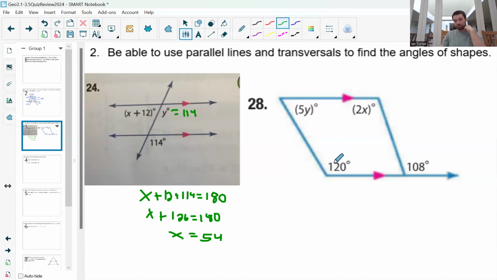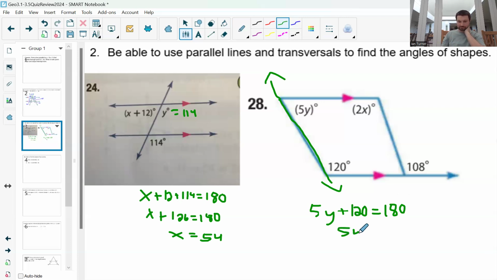What we can do is look at these, which are parallel. Here's our transversal coming through if you extend the lines. 5y and 120 are same side interior angles. Same side interior, or consecutive interior, angles are supplementary, so we can say they equal 180. Then 5y is equal to 60, so y is equal to 12. Okay?